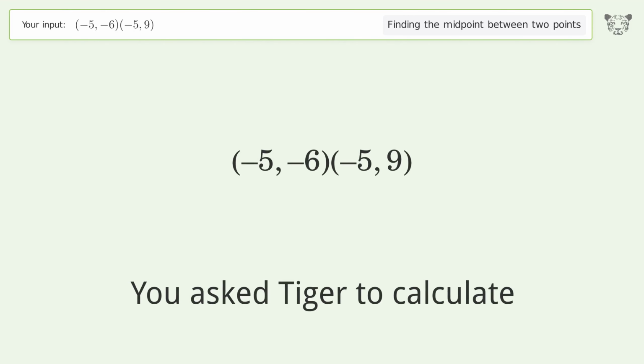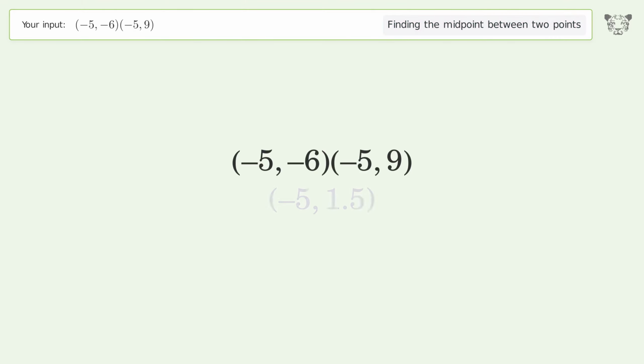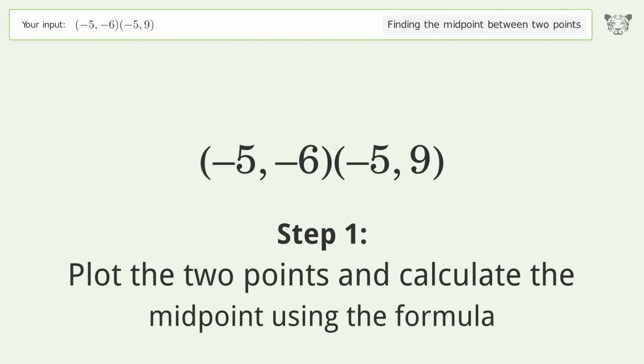You ask Tiger to calculate. This deals with finding the midpoint between 2 points. The midpoint between the 2 points is -5, 1.5. Let's solve it step by step. Plot the 2 points and calculate the midpoint using the formula.